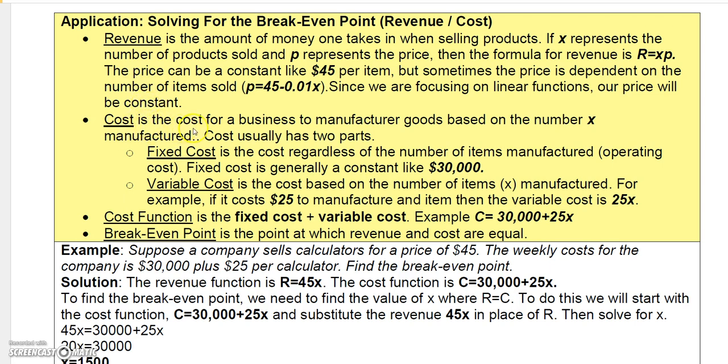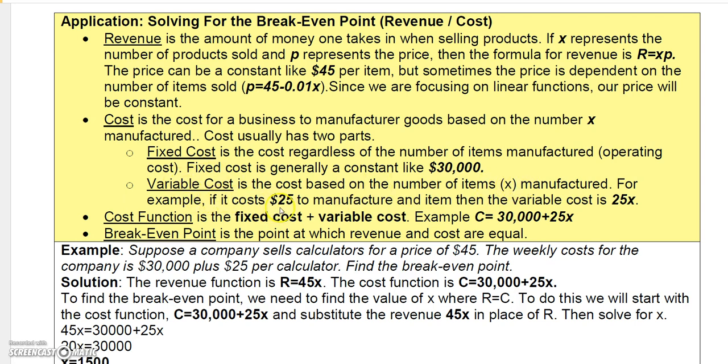Now cost is the cost for a business to manufacture goods based on the number of X manufactured. And cost usually has two parts. You have a fixed cost. This cost is regardless of the number of items manufactured. Basically, it's your operating costs. And so fixed cost is generally a constant, like maybe $30,000 is the fixed cost for, say, a week of manufacturing. The variable cost is the cost based on the number of items X that are manufactured.